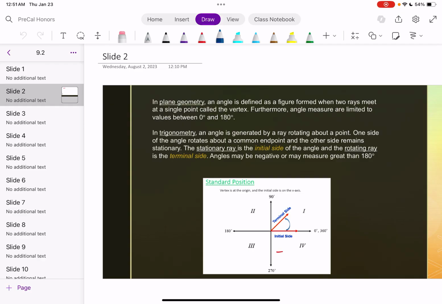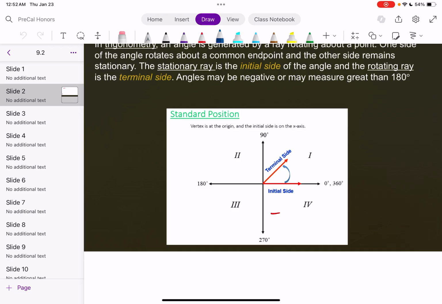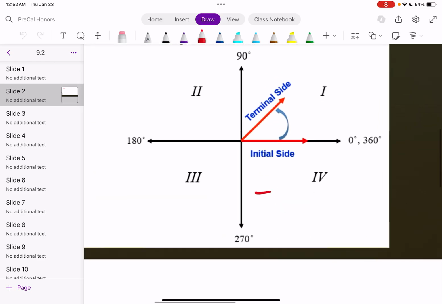In slide 2, we first begin with understanding how to go ahead and draw out an angle. Now, every angle that we draw has two things. It has an initial side and it has a terminal side. Your initial side is known as your start, and your terminal side is known as your end.